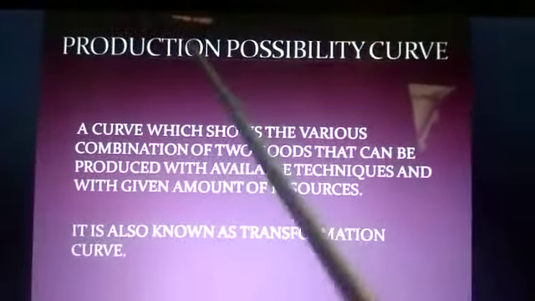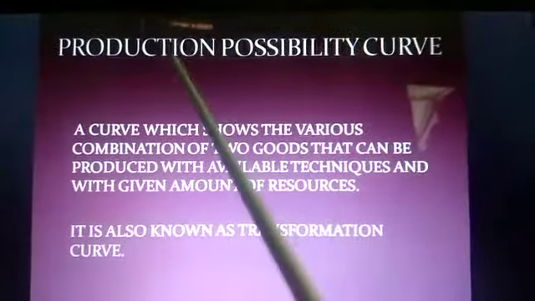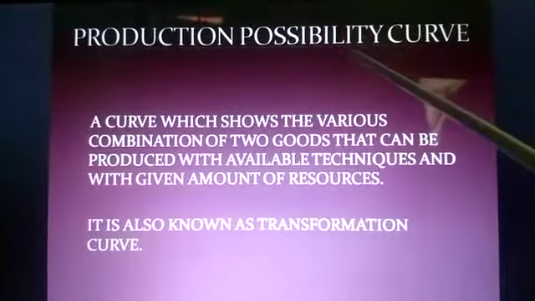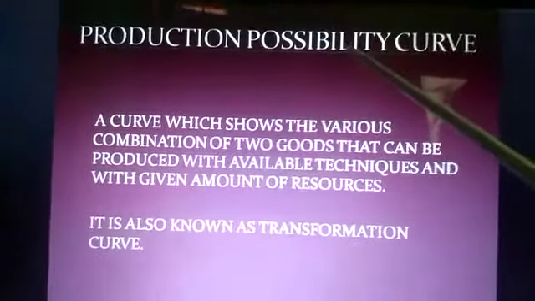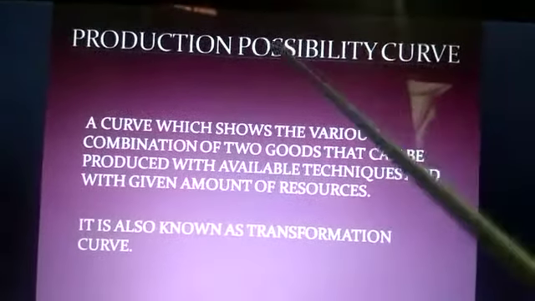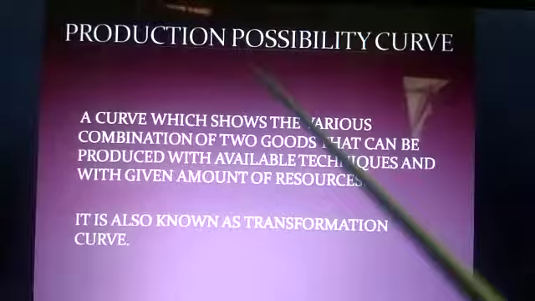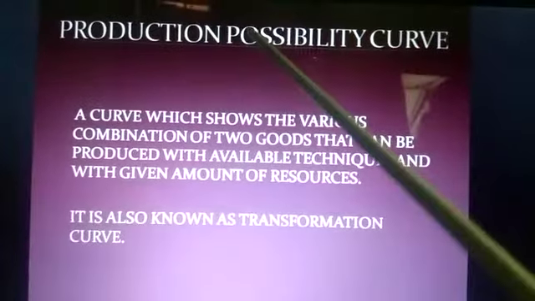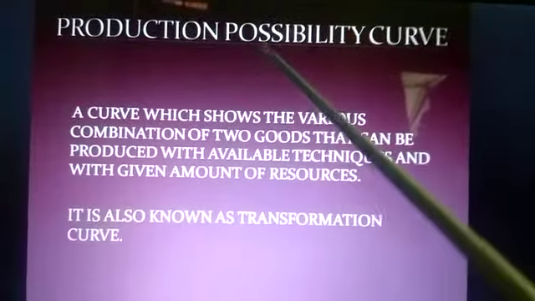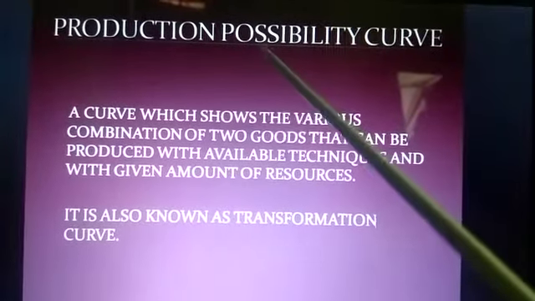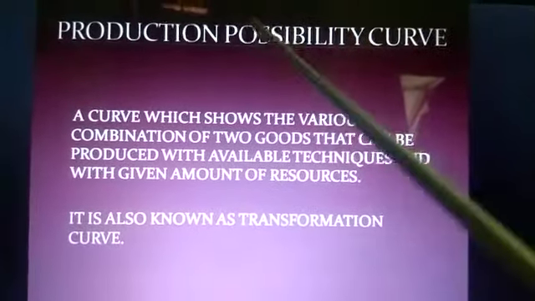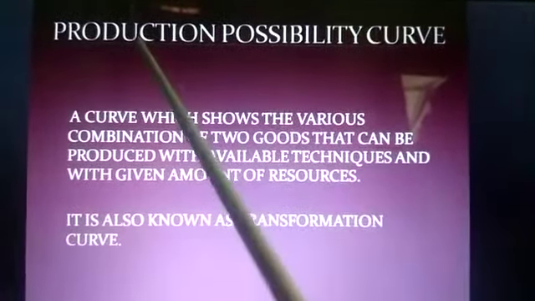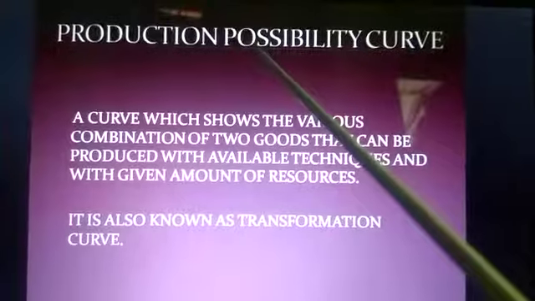Now we'll analyze the heading. Production, that means how many goods are produced. Possibility curve, that means what are the different possible combinations of production. There is a resource which has limited supply, which has alternative uses. It can be used for many purposes. Now in that resource, what are the different combinations of production possible?